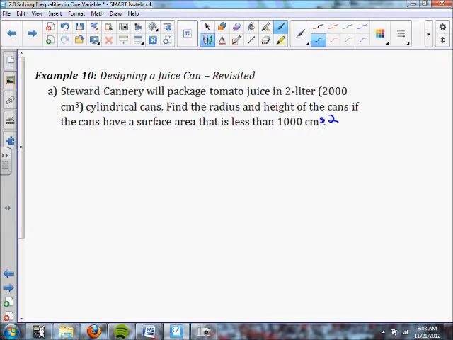Okay? So our volume will equal 2 pi r h. Sorry, 2 pi r squared h. Right? How about I put the right formula? Pi r squared h.